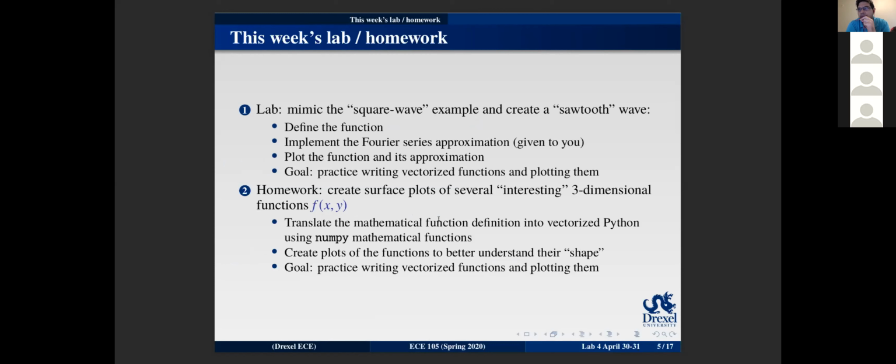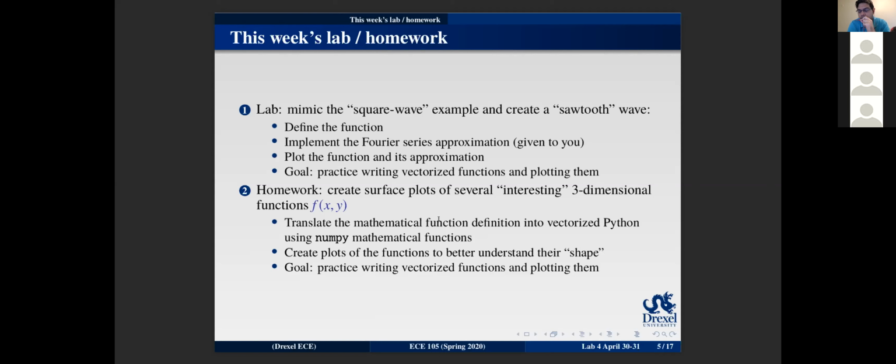Define the function, implement a Fourier series approximation. Equations will be given to you. Plot the function and its approximation. The goal is that you have to write a vectorized function and plot it, right? You can't use for loops, like nested for loops, to do that. You have to pass it as a vector. That's the deal. For the homework, now for the lab, it's all 2D plots.